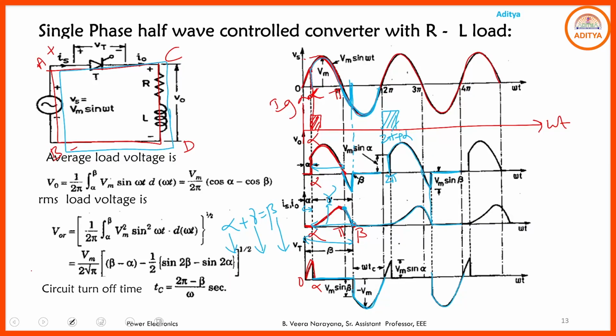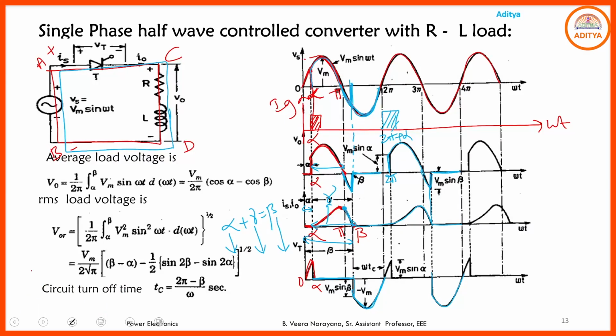So what happens, you can observe here, if you have an RL load, the SCR does not come to the off state at omega t equal to pi. Whenever the energy stored in the inductor is discharged, then the SCR goes to the off state. So due to the presence of the inductor, the conduction portion of the SCR is extended up to the instant where the energy stored in the inductor is completely discharged. That portion is simply represented by the extinction angle.